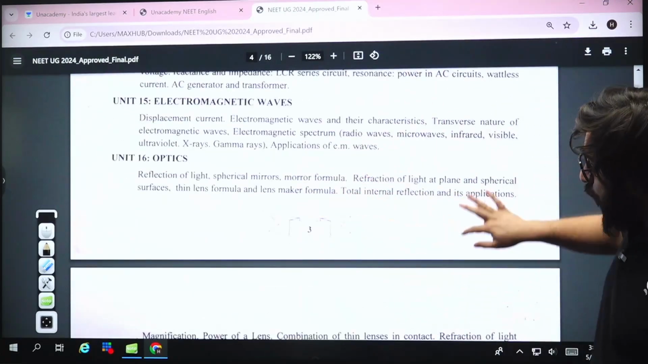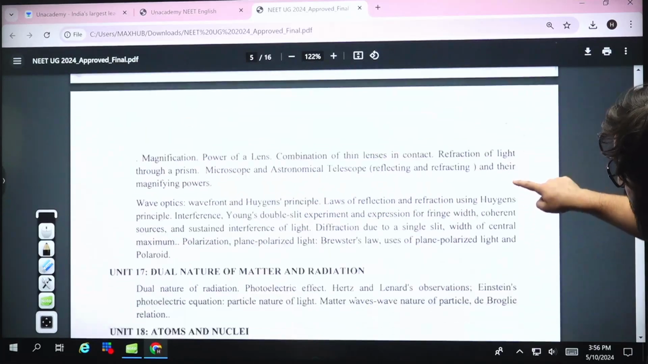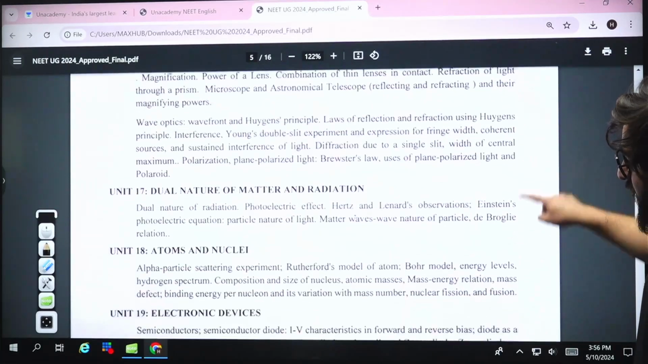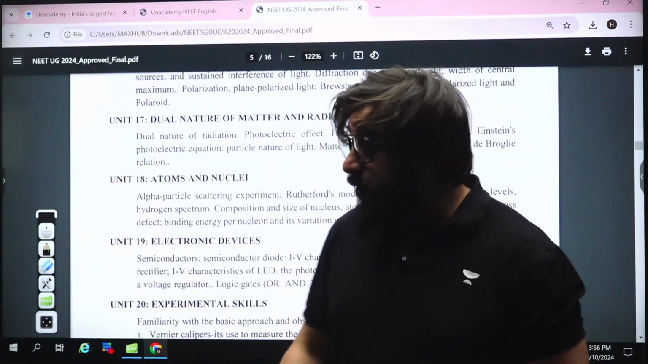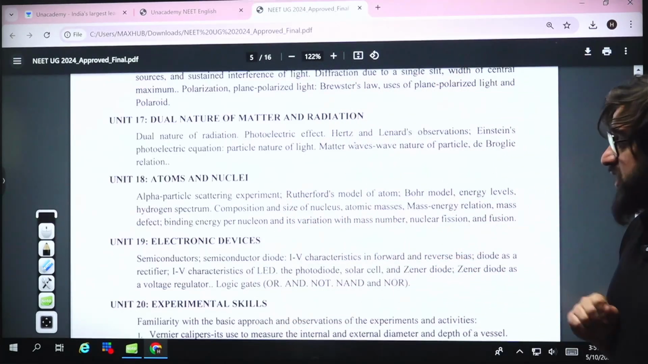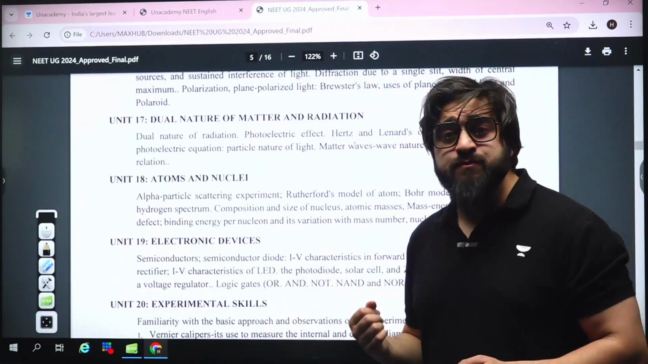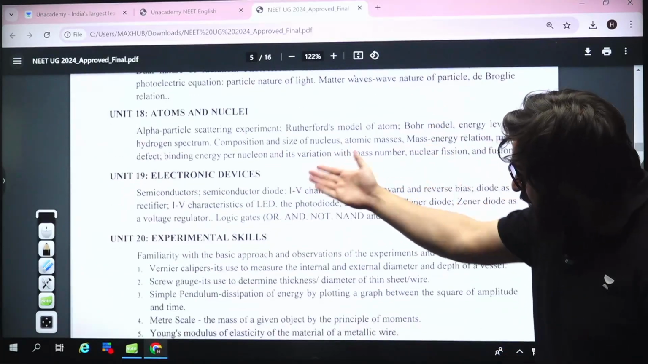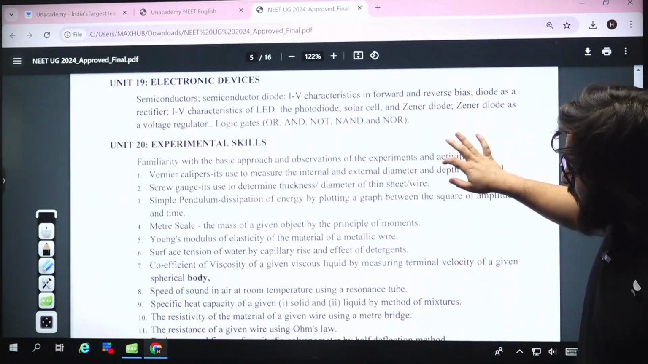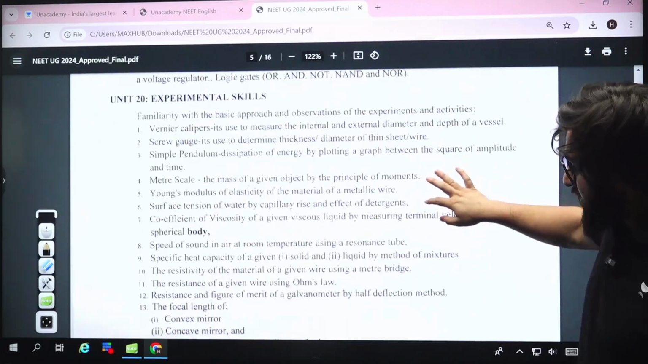And then we say the optics over here, you can definitely check on the screen. And dual nature of matter and radiation. And then if we talk about the atoms and nuclei, over here you cannot see radioactivity, it is missing, but they had asked the question from radioactivity also. Okay, and then you have got the electronic devices and you have got over here experimental skills in this particular case.